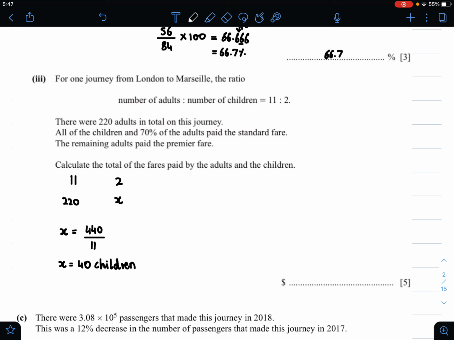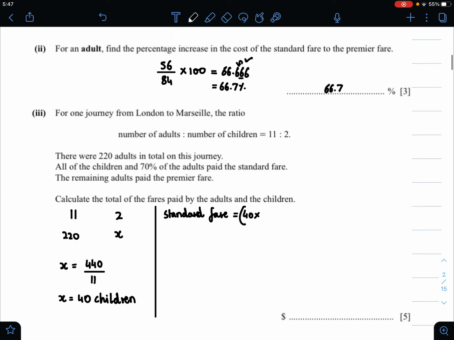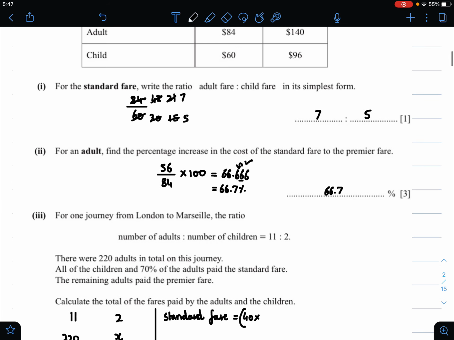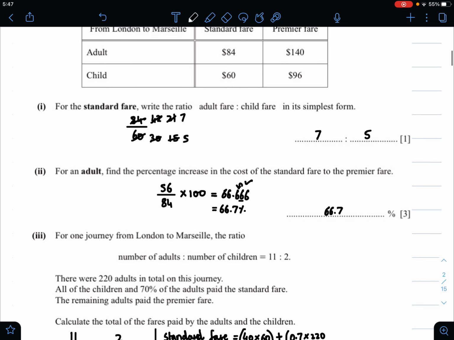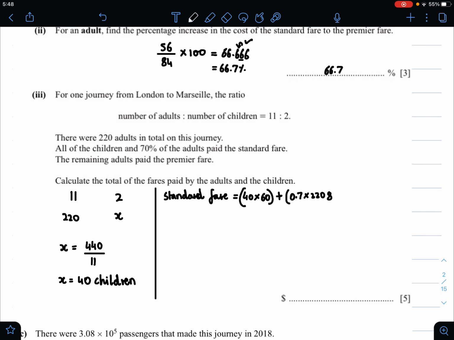Now they tell us that all of the children and 70% of the adults paid the standard fare. So let's calculate first the standard fare that was paid. So the standard fare, all children paid the standard fare. So we can write 40 multiplied by the amount that is for standard fare for children, that is $60. So 40 multiplied by 60 plus 70%, so that is 0.7 multiplied by the total number of adults, because 70% of the adults paid the standard fare. So standard fare for adults is $84. So 0.7 multiplied by 220 multiplied by $84.